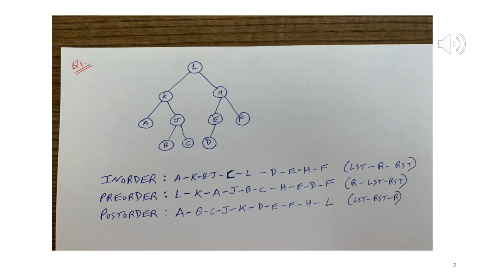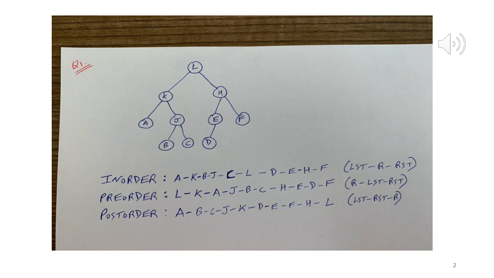So you have L as a root node, and then 2 child nodes. K is a left child and H is a right child. And moving down, K has 2 child nodes of its own. So left child of K is A, right child of K is J. Likewise, H also has 2 child nodes. Left child of H is E, and right child of H is F.